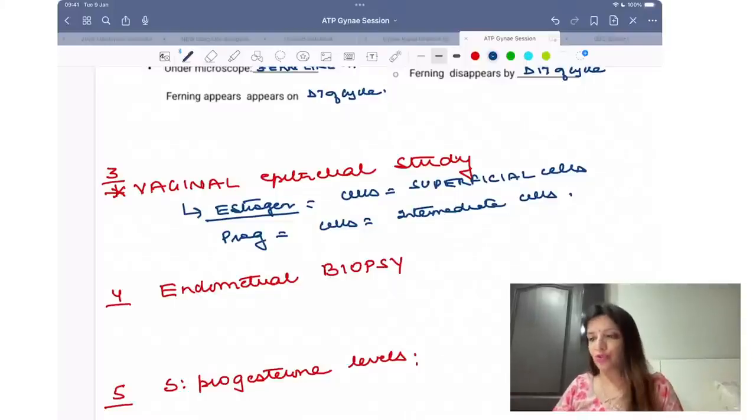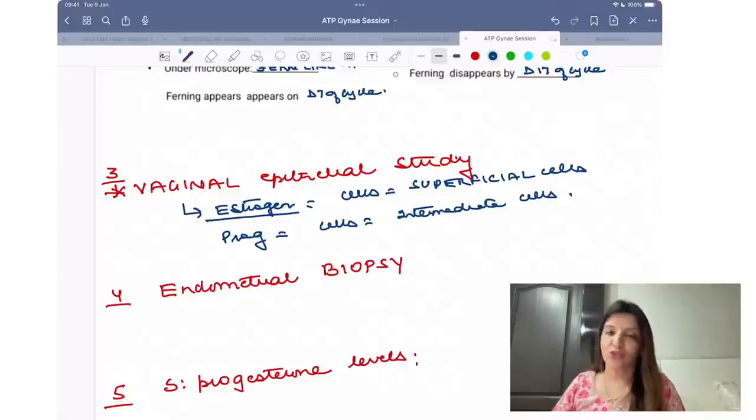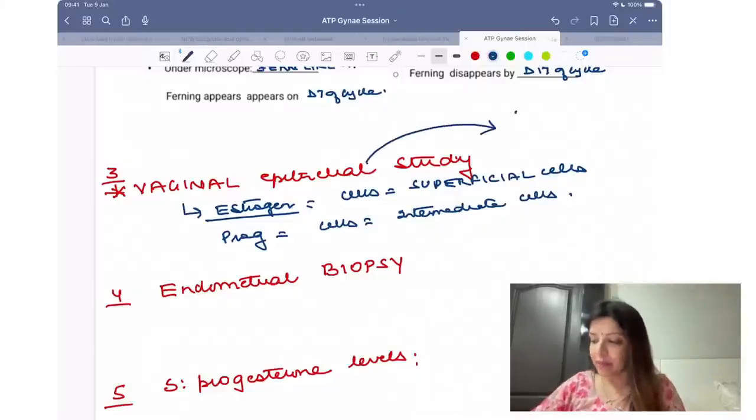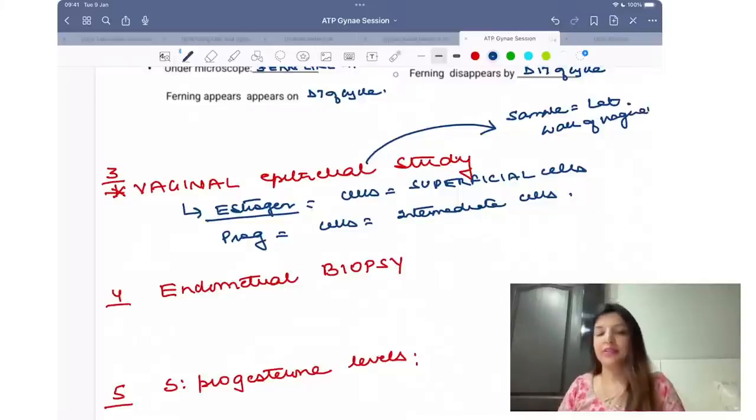Now my next question to you is, for vaginal epithelial study, from where are you going to take a sample? Sample कौन सी wall of vagina से लोगे? Sample has to be taken from the lateral wall of the vagina. ठीक है?